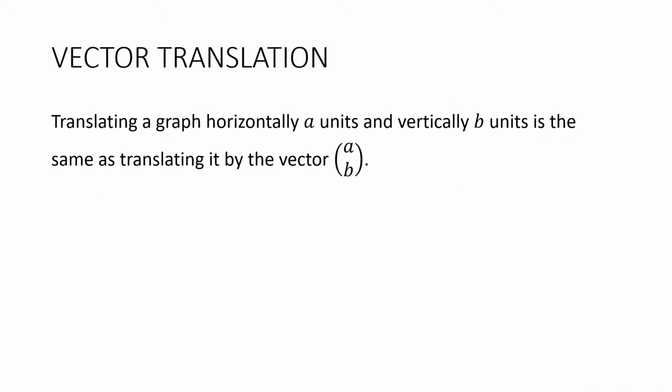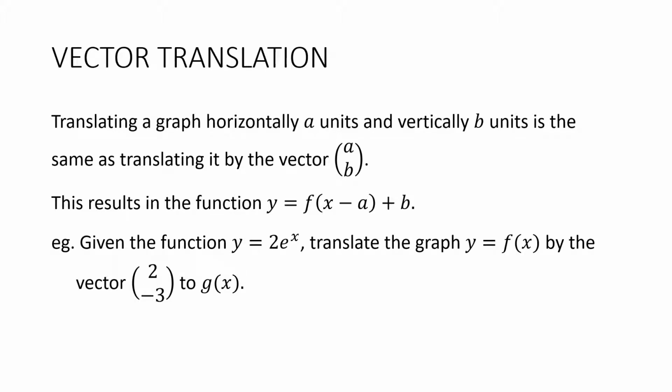Now translating a graph horizontally a units and vertically b units is the same as translating it by the vector (a, b). And this is going to result in the function y equals f of x minus a, plus b. So let's have a look at an example. Given the function y equals 2e to the x, translate the graph y equals f of x by the vector (2, -3) to g of x.